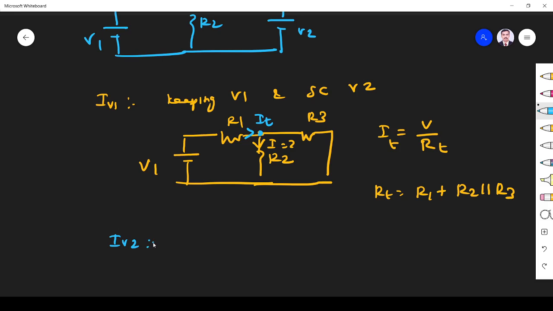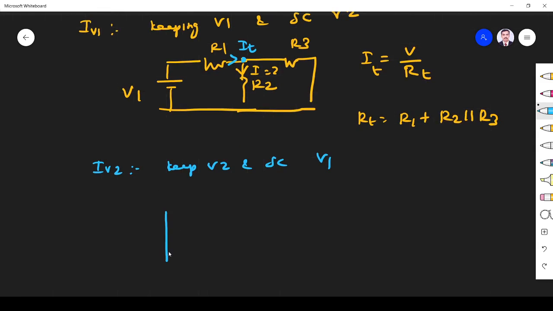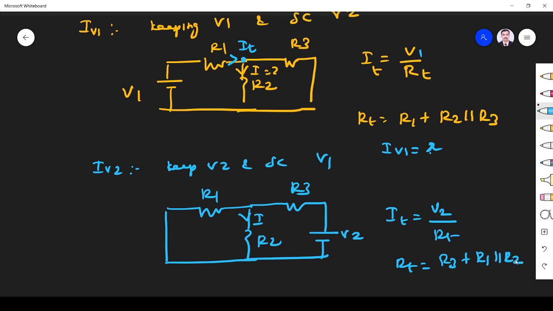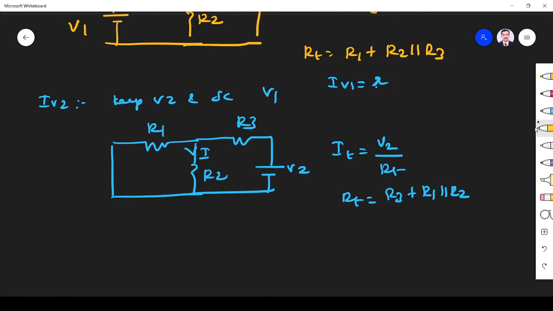Next, the current due to V2. In that, keep V2 and short circuit V1. So this will become short, and the circuit will be like this, with V2, R3, R1, R2. Again I have to find the current through this. Here we again find the total current, V2 by R total. R total is given by R1 and R2 in parallel, which is in series with R3, so R3 plus R1 parallel R2. So we find RT, and IT is equal to V by RT.